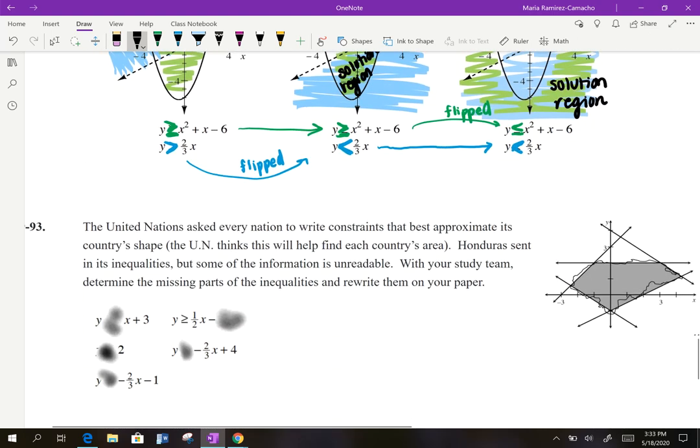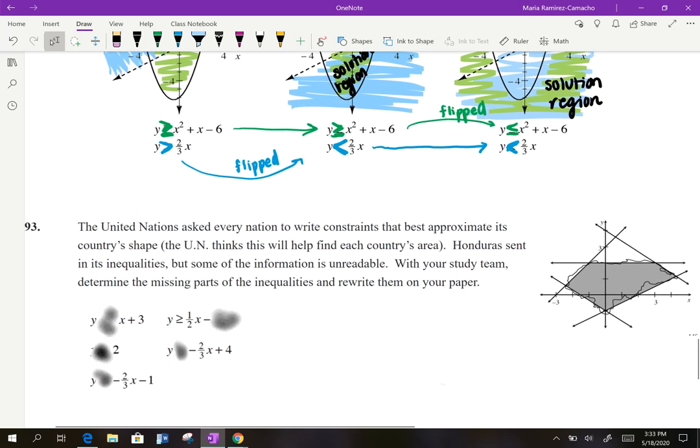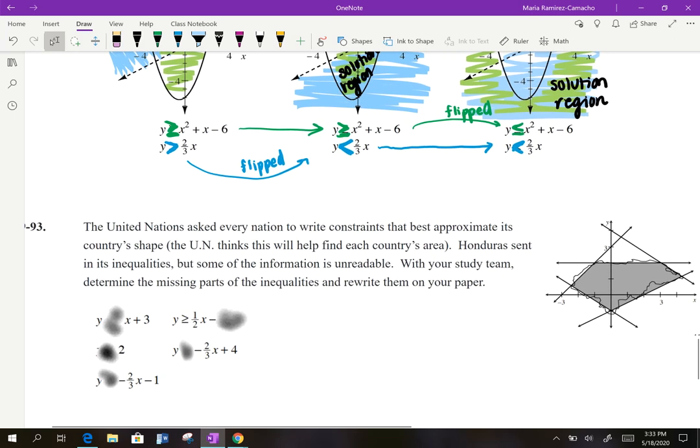All right, 9-93. Last problem for today. The United Nations asked every nation to write constraints that best approximate its country's shape. The UN thinks this will help find each country's area. Honduras sent in its inequalities, but some of the information is unreadable. With your study team, determine the missing parts of the inequalities and rewrite them on your paper. So this came like this in the textbook. What we have to do is figure out what symbols go here. Is it less than or equal to? Is it greater than?